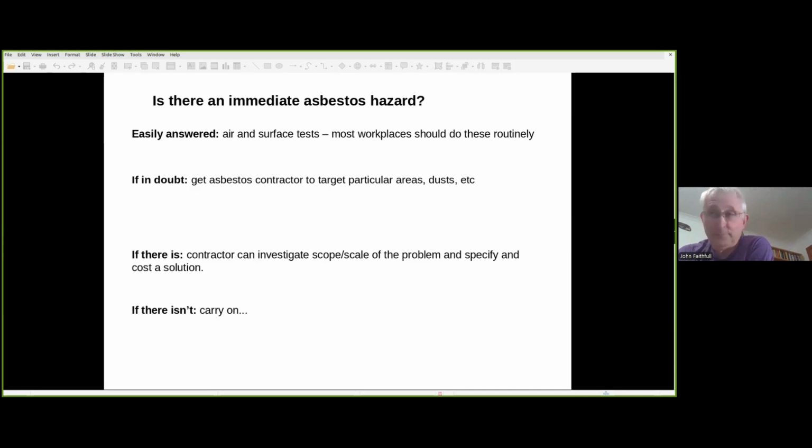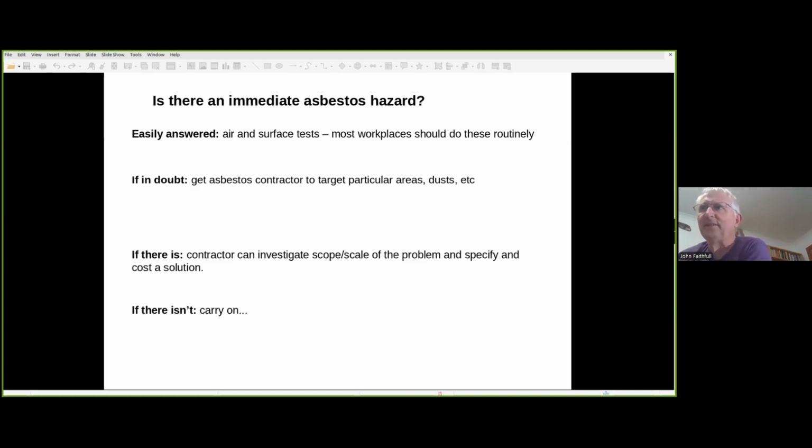issues, which is probably going to be the case, then you have time and space to think about other issues and the higher risk activities which you might need to concentrate on. And obviously, if you do find there's a hazard, that's a good thing, because then the scale and scope of the problem can be investigated. It will be good for everybody's health and everything else. If the problem is identified and solved, you can specify and cost a solution.